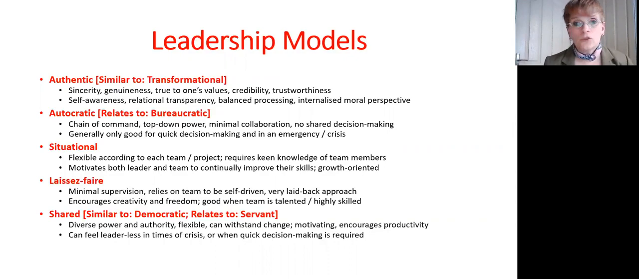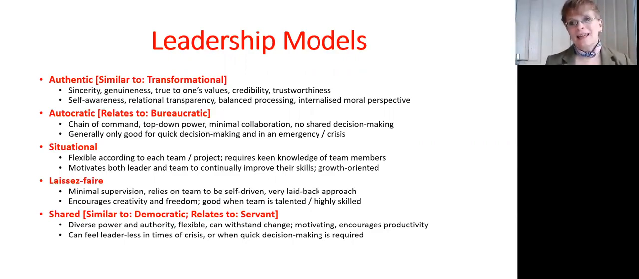Not really leadership. Situational is a flexible model according to each team and project. If you know the team, the project, the situation very well, you can adapt your model to each situation. You also have to know different leadership styles very well. This is a high degree of skill. It's very motivating, it's very growth-oriented. It is not within the capability of a lot of leaders, at least not until they're pretty experienced in leadership.